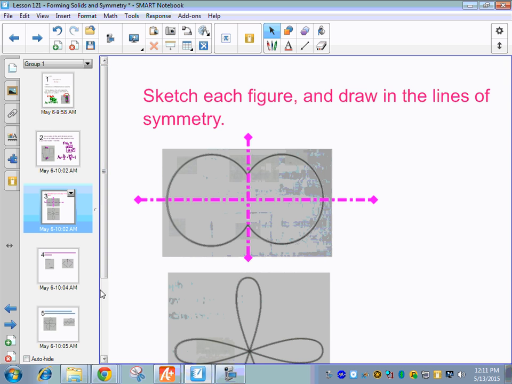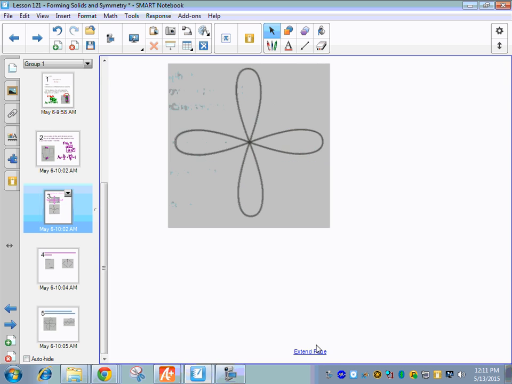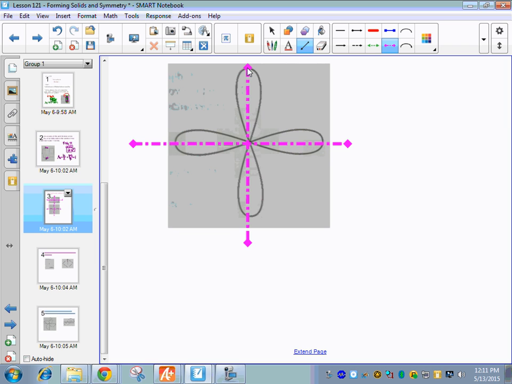All right, now we have this flowery sort of thing. So Jayla, come show me a line of symmetry. Okay. Sophia, come show me another line of symmetry. Okay, right down the middle there. Ayla, come show me another one. Okay, good. And Monica, show me another one. Nice. Are there any more?